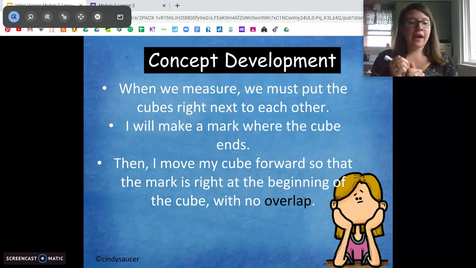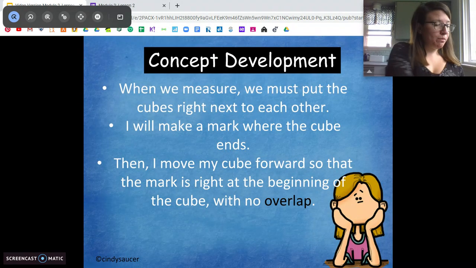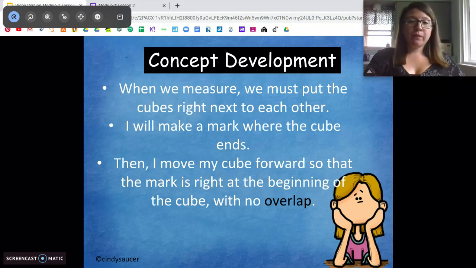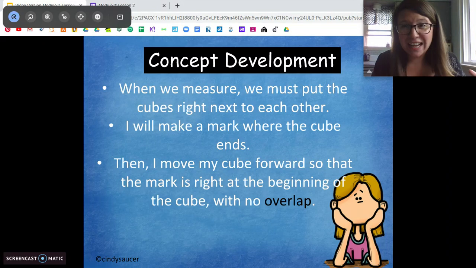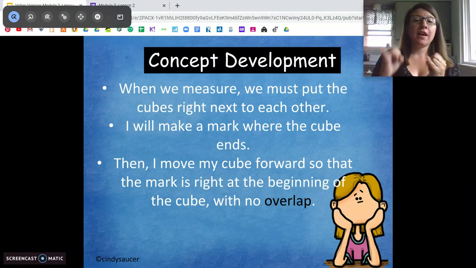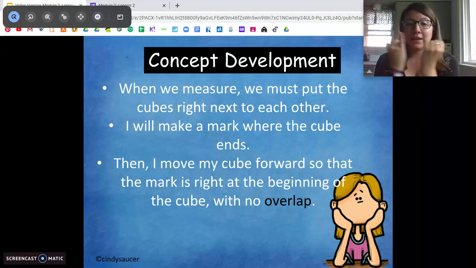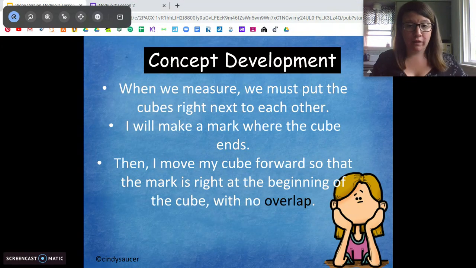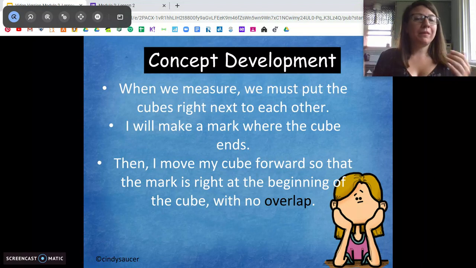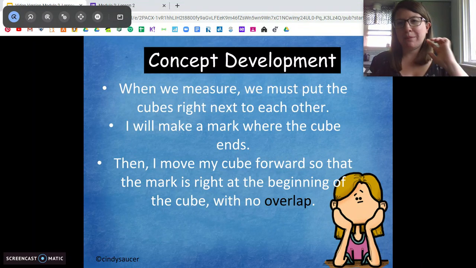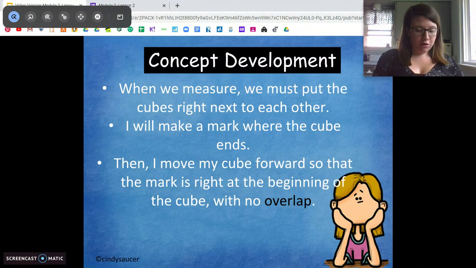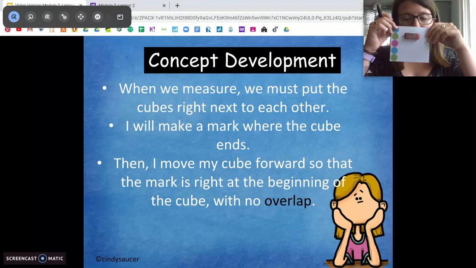All right, now remember, we're going to get into measurement again. When we measure cubes, when we measure with anything, cubes, paper clips, whatever it is, the measurements have to be right next to each other. There can be no overlap. Now, because we don't have cubes, it's going to be a little bit tricky, but I'm going to show you a little trick. On this piece of paper, I taped an eraser to it.